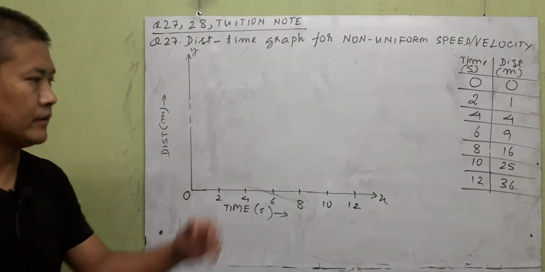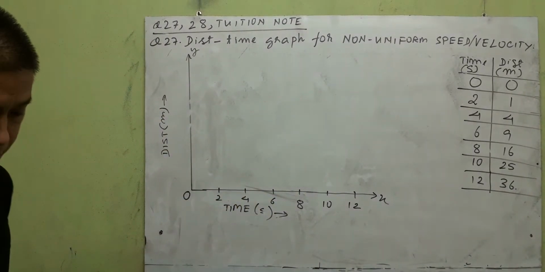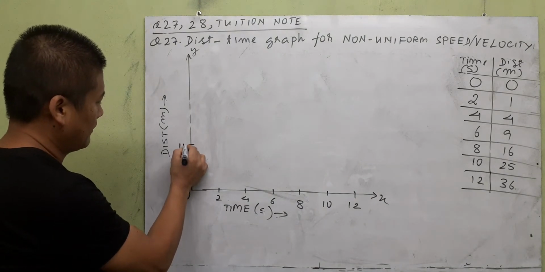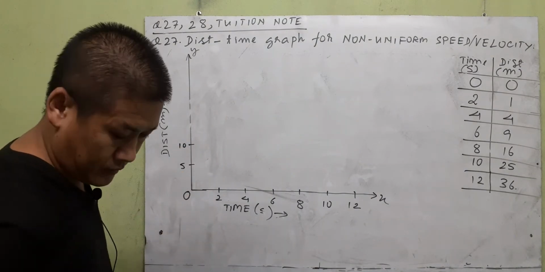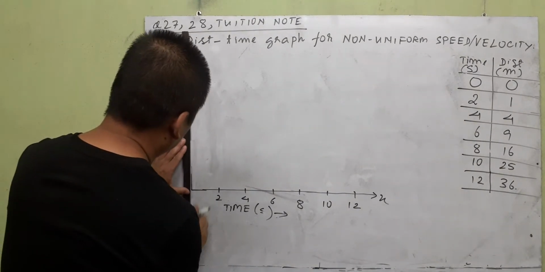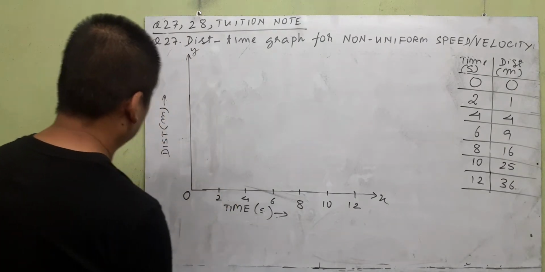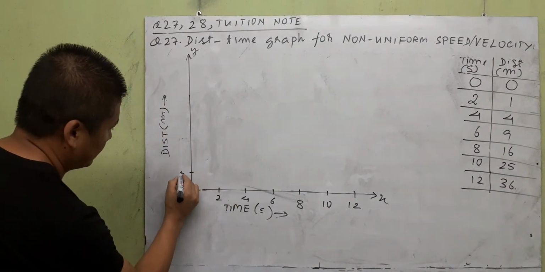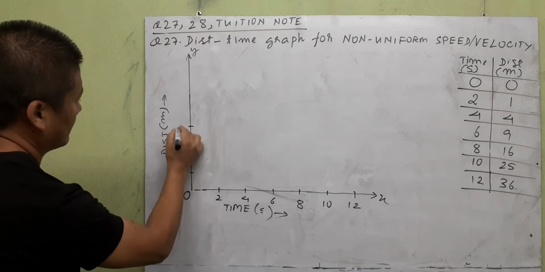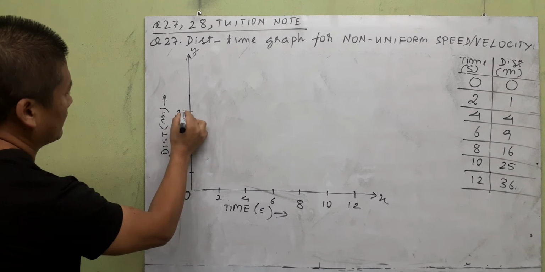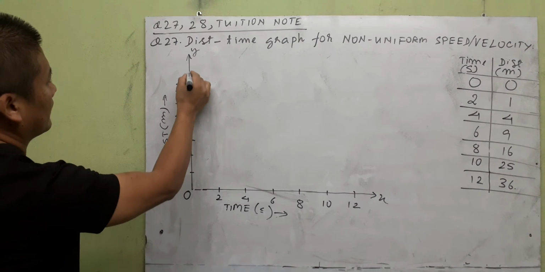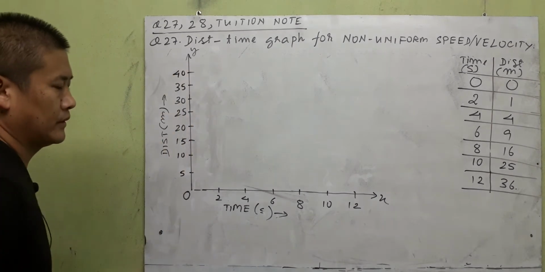That's enough, right? The distance 36 is the maximum, so on the y-axis let us mark 5, 10, 15. Okay, let us go like that. So 5, 10 meter, 15, 20, 25 meter, 35, and here 40. That's enough, right?